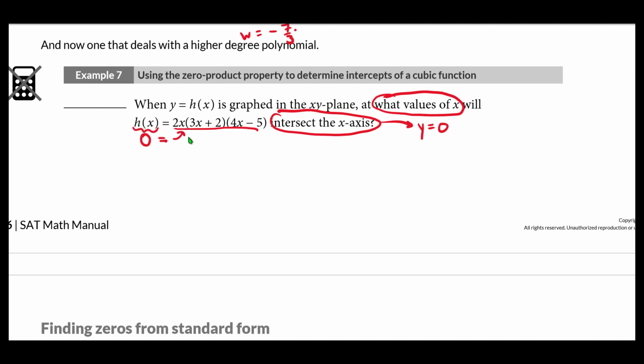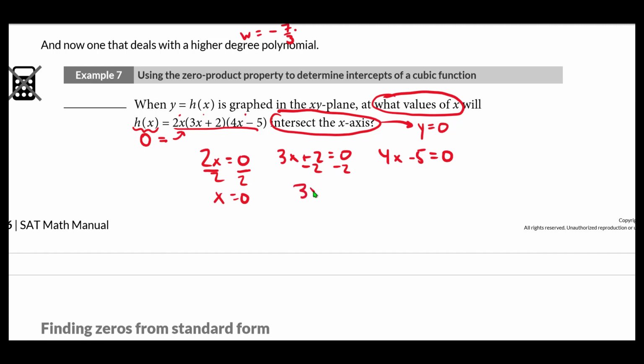So all I'm going to do is use the zero product property. I know that 2x or 3x plus 2 or 4x minus 5 must equal 0. So 2x equals 0, 3x plus 2 equals 0, 4x minus 5 equals 0. Again, I'm just setting each of those factors equal to 0. Divide by 2, divide by 2. That one's simple. I get x equals 0. By the way, 0 over 2 is not undefined. Some students do make that mistake. 2 over 0 would be undefined. 0 over 2 is just 0. So this is a doable division here.